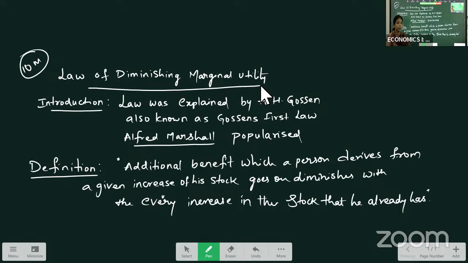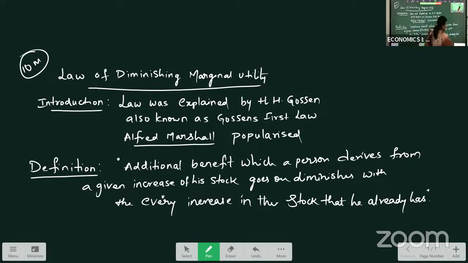One more point to remember: we are consuming continuously. Only then is this law applicable. So now this is the introduction. You will present this answer in this way only. For the law of diminishing marginal utility, first you write the introduction, then you write the definition.